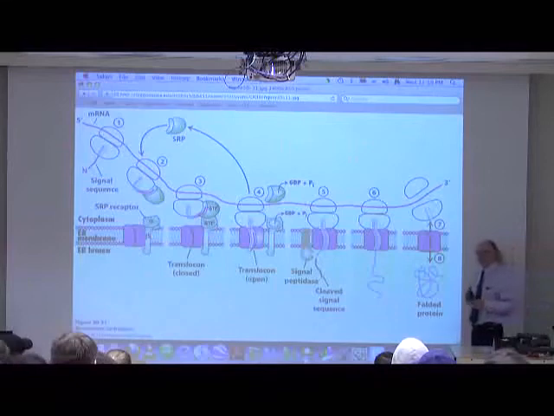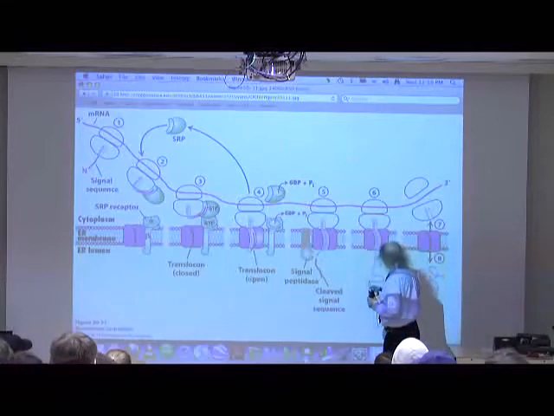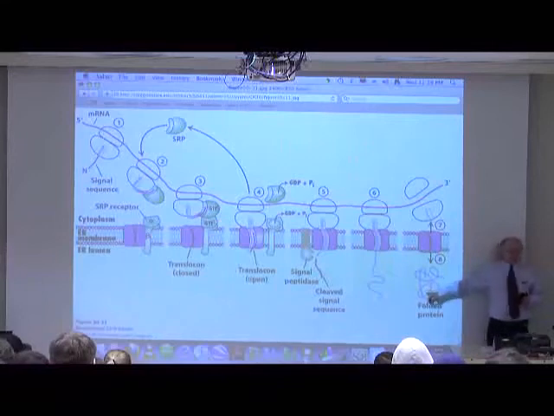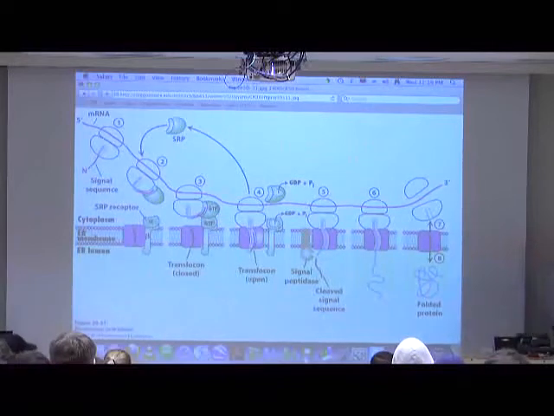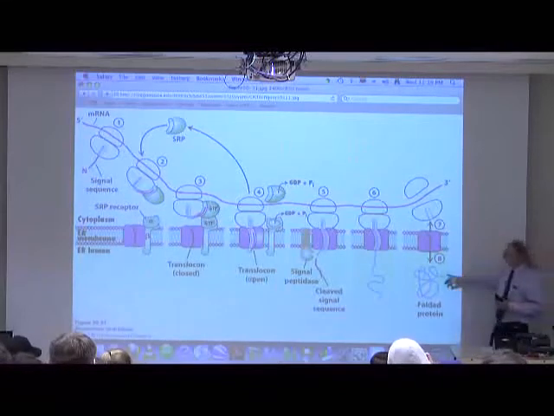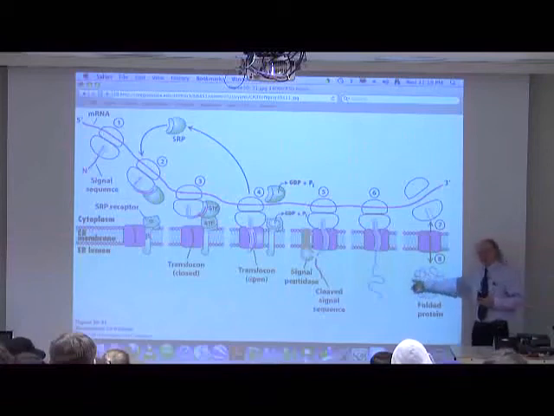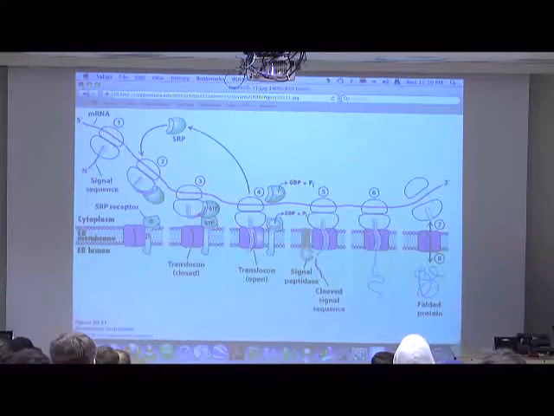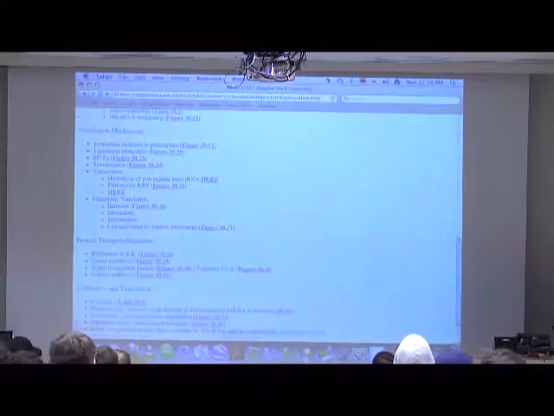Now we have a protein that's inside the endoplasmic reticulum. It can be processed. It can be modified if necessary. It can also be prepared for where it ultimately is going to go. And yes, there are tags inside of here about where this protein is destined to go. Tags in the sense of specific amino acid sequences. Okay.